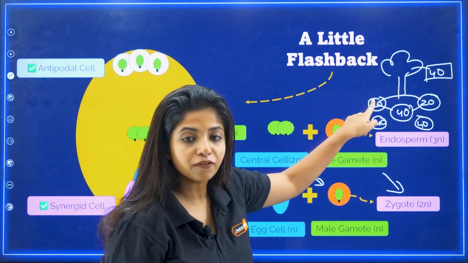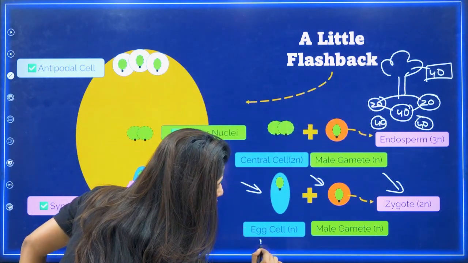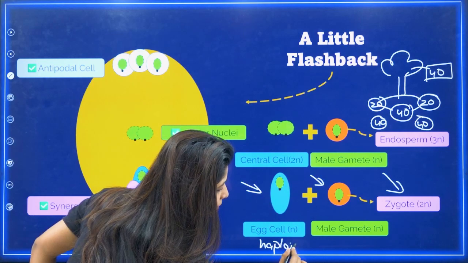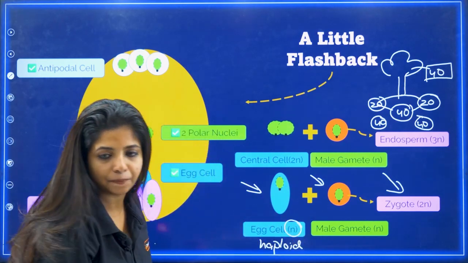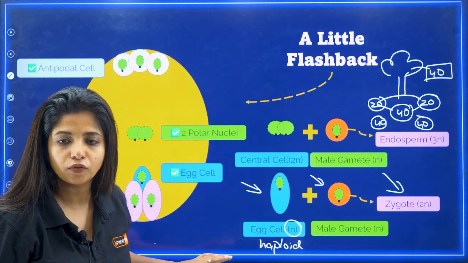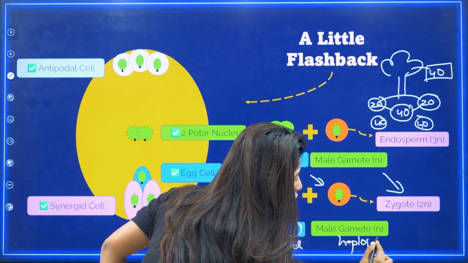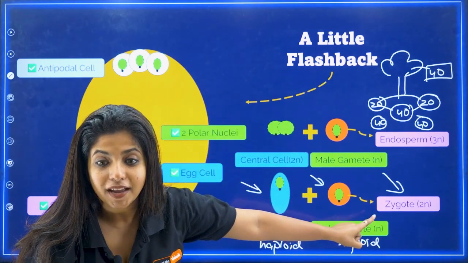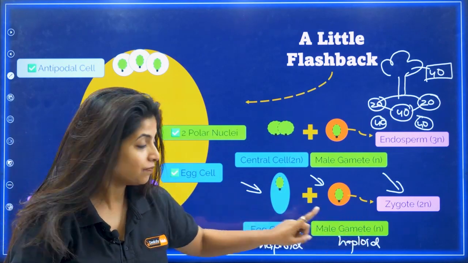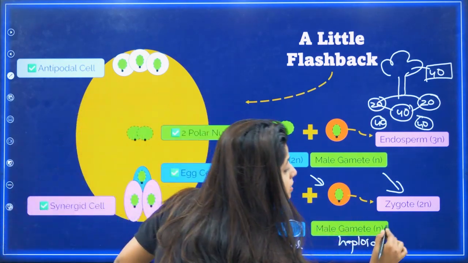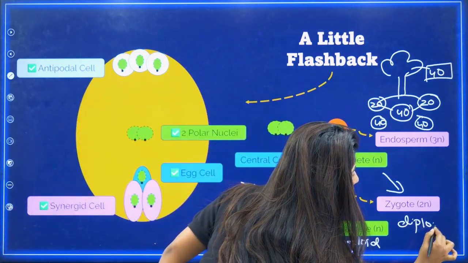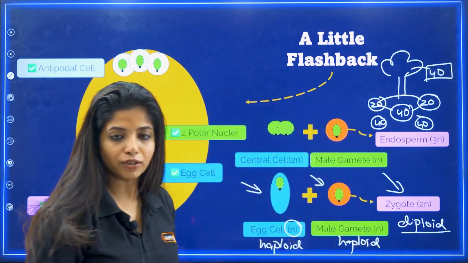Now when you say half number of chromosomes, you have a term for it, and that is haploid, and it is denoted by N. So the egg cell has haploid number of chromosomes. The male gamete also has haploid number of chromosomes. And what about the zygote? Zygote would be having 2N. N plus N, 2N. That means it would be having diploid number of chromosomes.